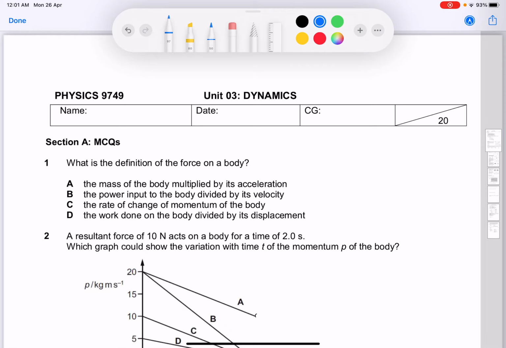In this video, we are going to go through the answers for diagnostic tests on dynamics. Let's start with question 1. What's the definition of force on a body? Newton's second law defines the force as the rate of change of momentum. Right, so the answer is C.